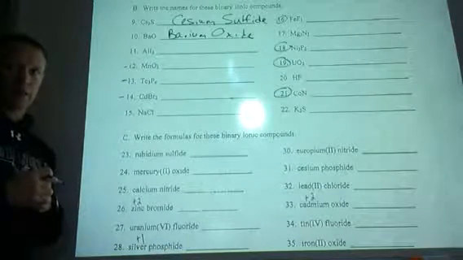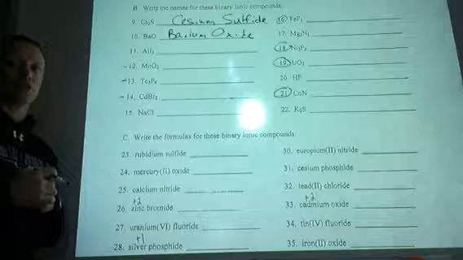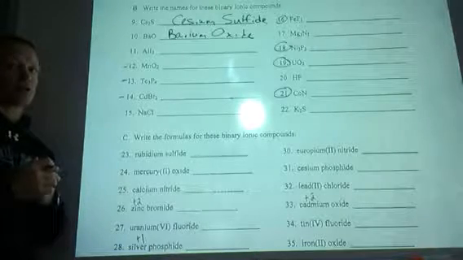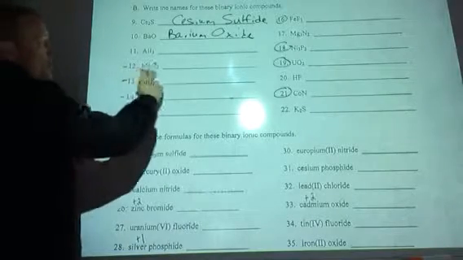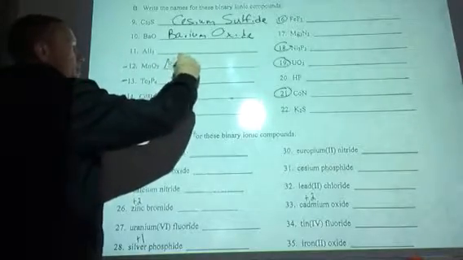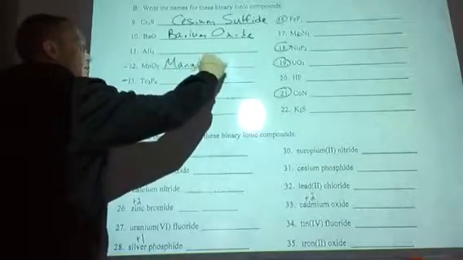Those all have something in common. Those all would need a Roman numeral with them because the first element is a transition element. So we have to tell what charge is on that transition element. So let's do some of those. So Mn is manganese. Okay, and O is oxygen.